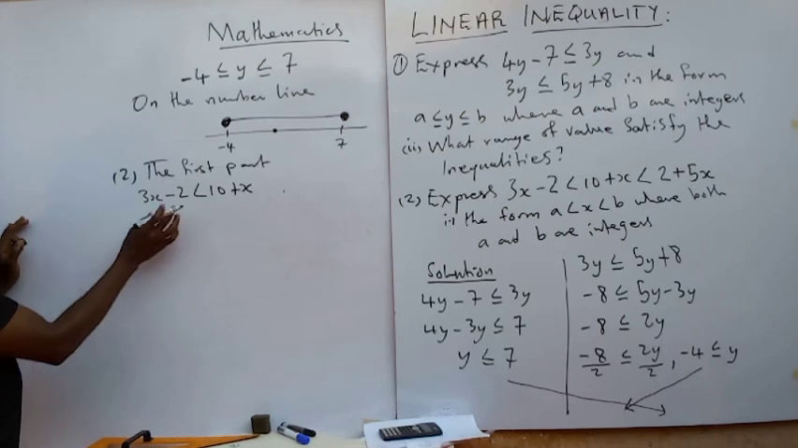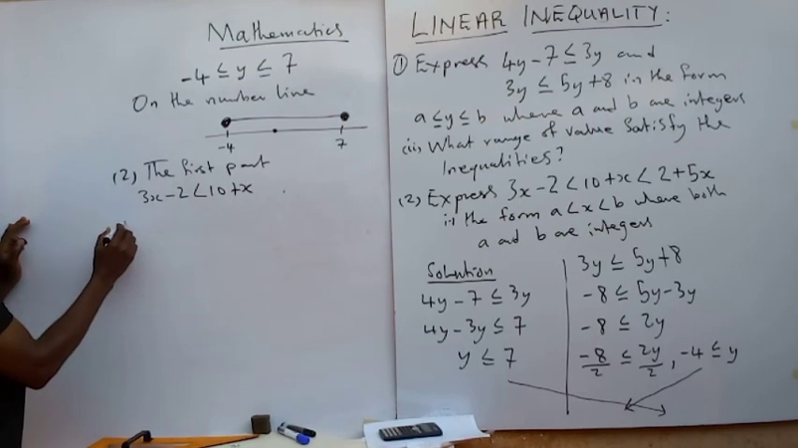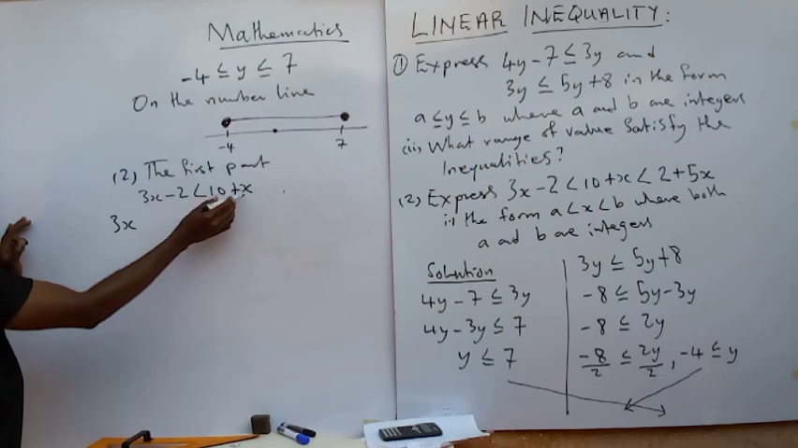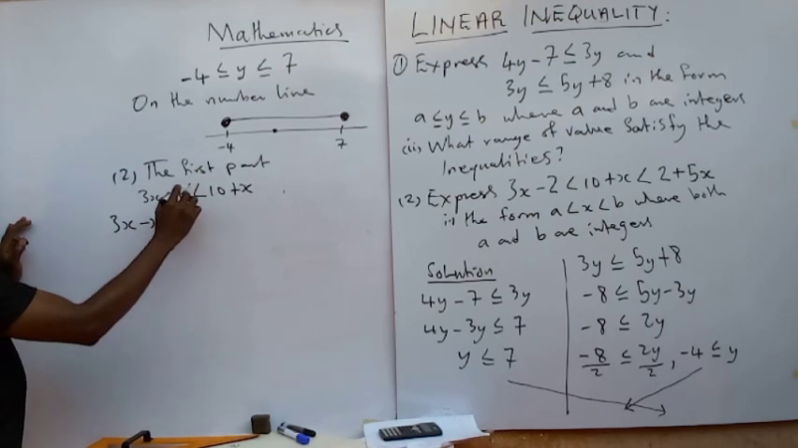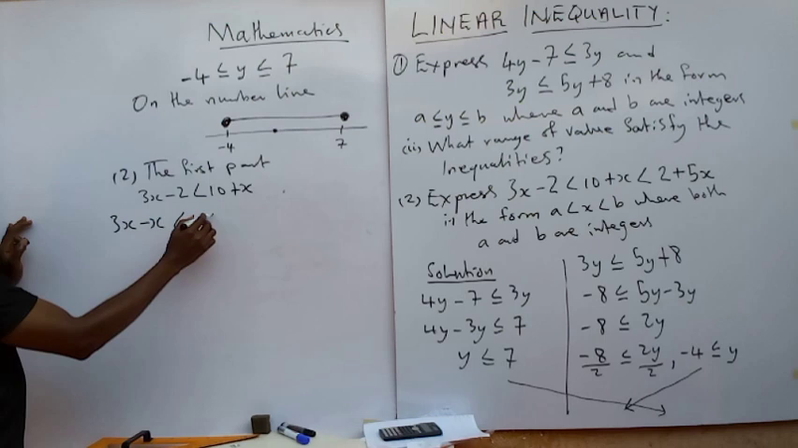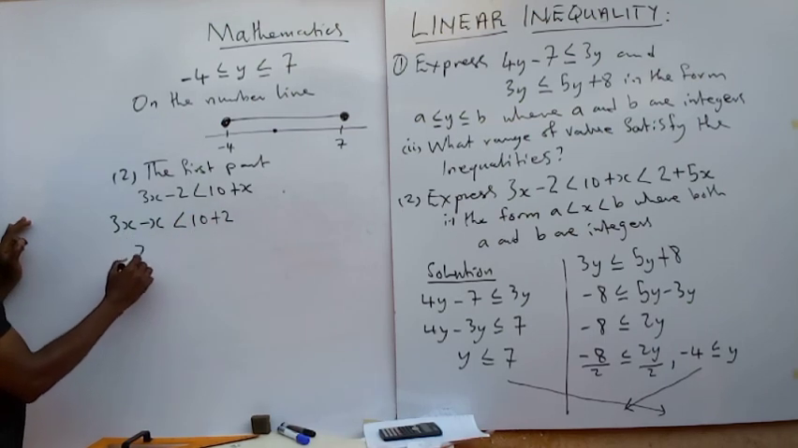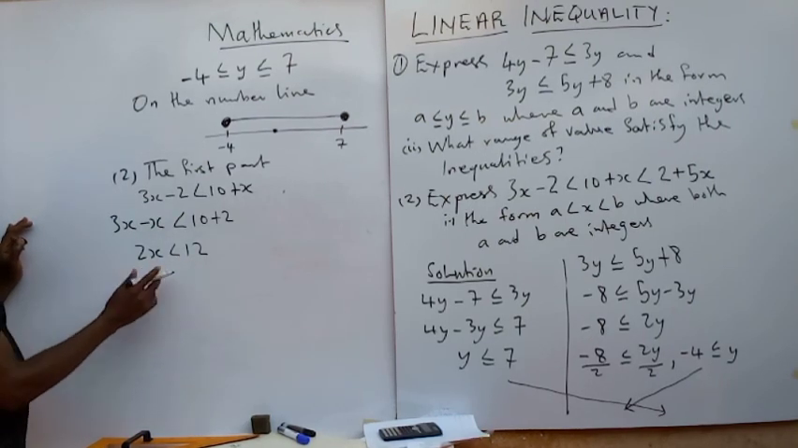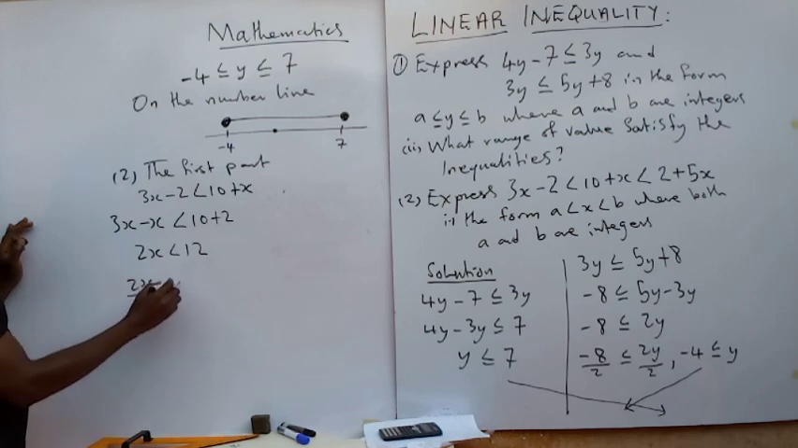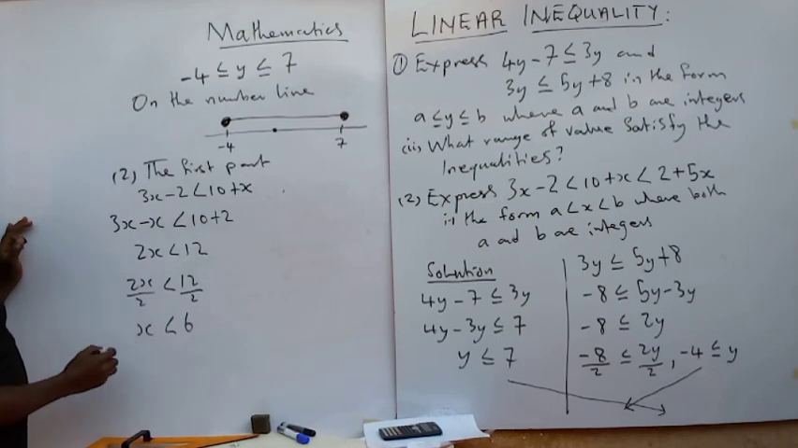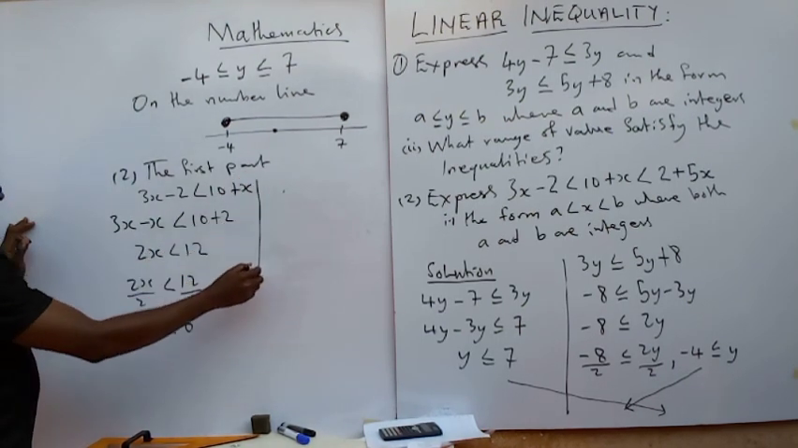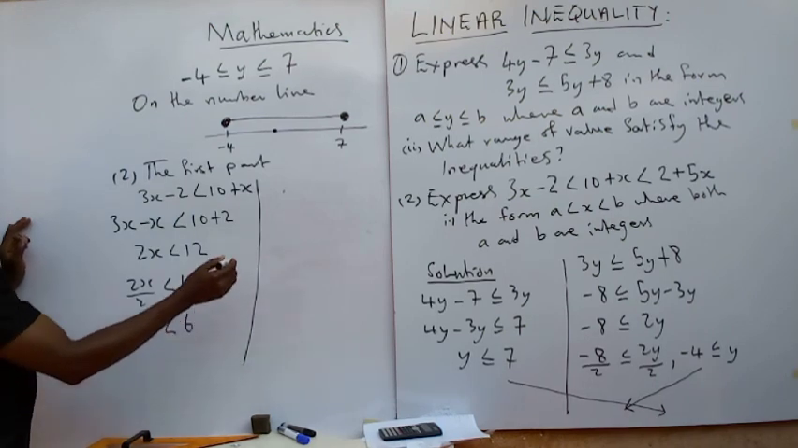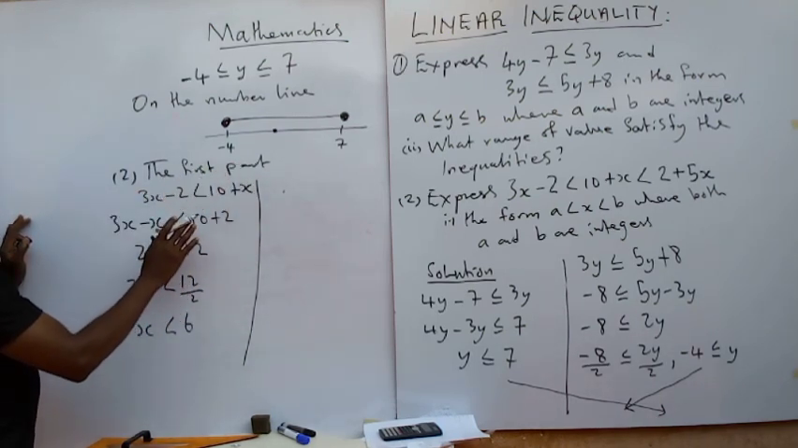So this will give me, if I collect like terms here, 3x minus x, then over here less than 10 plus 2. So this will be 2x less than 12. All right, by this time you divide both sides by 2, and you have 2x over 2 less than 12 over 2. Then what you have is that x is less than 6. So you can keep this.